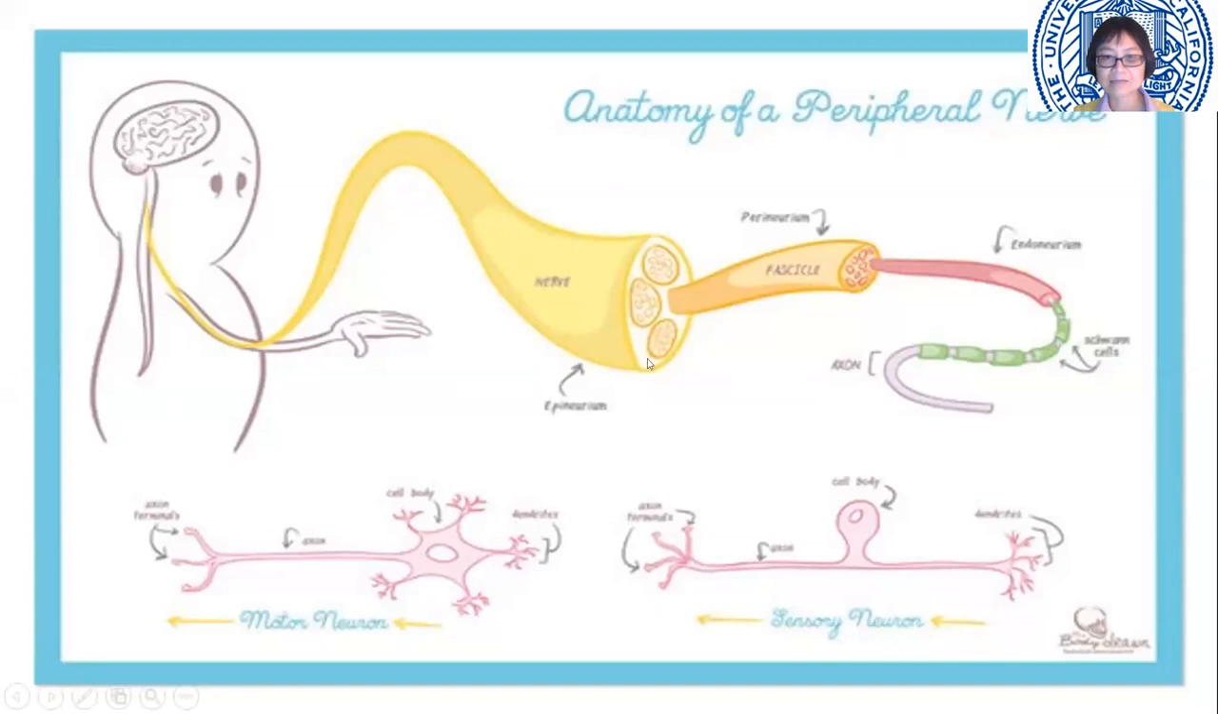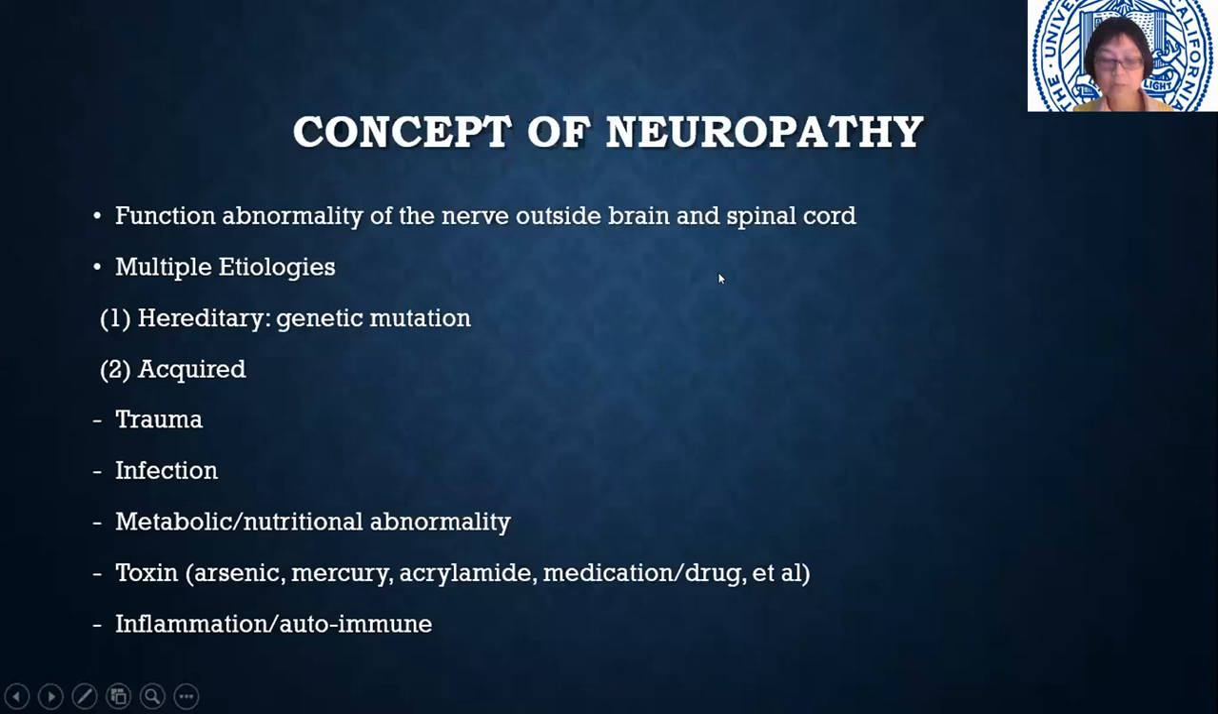So what does the nerve look like? This is a nerve in the arm, and you can see the nerve looks like a bundle of electric wires. One single nerve fiber contains the outside layer we call myelin, and the inner part of the core we call axon. So the outside myelin protects the axon. Then what is neuropathy? Neuropathy is the functional abnormality of the nerves we just saw outside of the brain and the spinal cord.